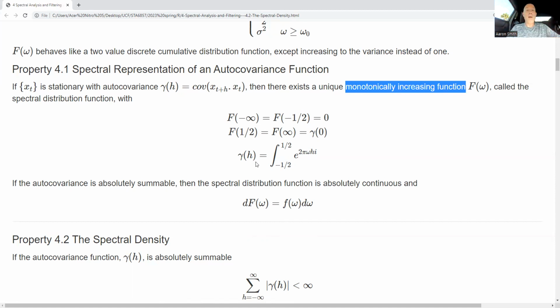And gamma of h is going to be equal to the integral where I put the dF. I dropped, this should appear here. That is a typo on my part. All right, so the autocovariance gamma is equal to the integral from negative 1/2 to 1/2 of e with respect to the spectral distribution function. And so when I take the appropriate rescaling, I can integrate with respect to d omega, and that will give me my autocovariance function.